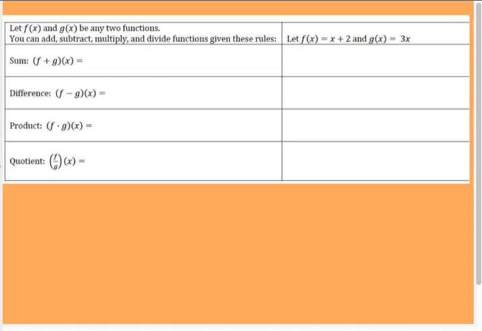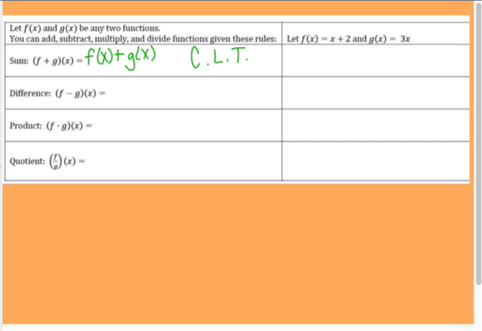Okay, so we're going to go ahead and look at all of these. So let f of x and g of x be two functions. You can add, subtract, multiply, and divide the functions given these rules. So, sum. The way this would look is if I would just take, you'd break it apart. It'd be f of x plus g of x. And the way you're going to solve this is you're just going to go ahead and combine your like terms. When it's addition, all you need to do is combine like terms.